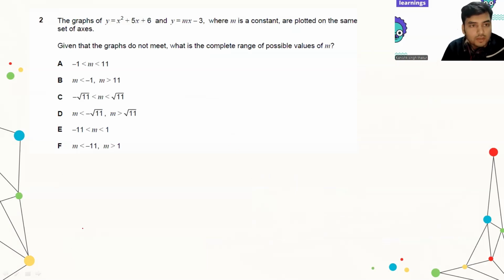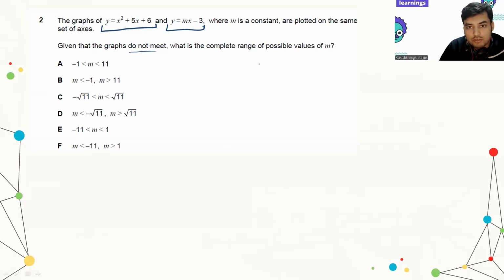Right. Now, let's go ahead, and here we have the second question. What we have here for the second question is that the graph of y equal to x square plus 5x plus 6 is given. This is a quadratic equation. And this is a straight line which is given, y equal to mx minus 3, where m is a constant, and they are plotted. m is the slope of this line. Given that the graphs do not meet, what is the complete range possible of m, right?